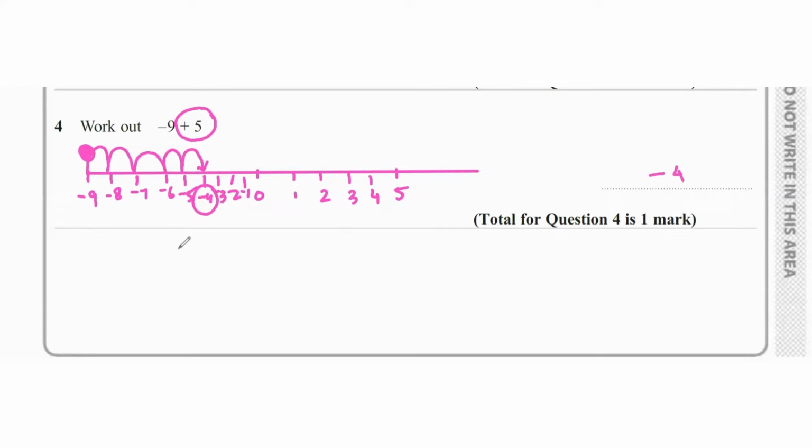Alternate method you could have done was that, remember that when we are adding a negative and a positive integer, you subtract them. So 9 minus 5 is 4. And the answer that the integer will have is of the bigger number. Since 9 is bigger than 5, so it's going to be -4. Once again, if you're adding a positive integer to a negative integer, you subtract the two numbers. And then for the sign, you look at the bigger number. Since 9 is bigger than 5, so 4 is going to be negative.